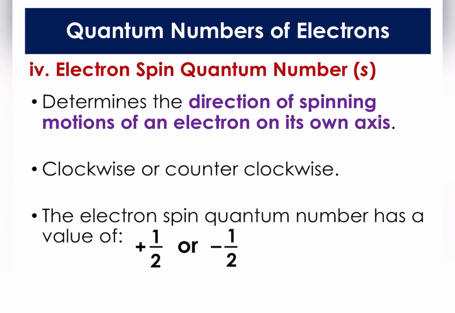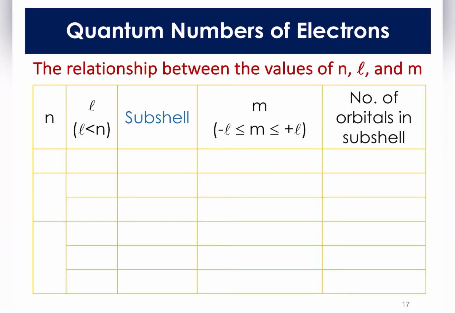So, let's try how you want to relate all of those together. Mari kita lihat this one. Okay, as you see here, I got n equals to 1. So my L value is going to be 0. And the subshell is 1s. And the next one, kita tentukan nilai M. L is 0, M also 0. So number of orbitals in subshell adalah 1 sahaja.